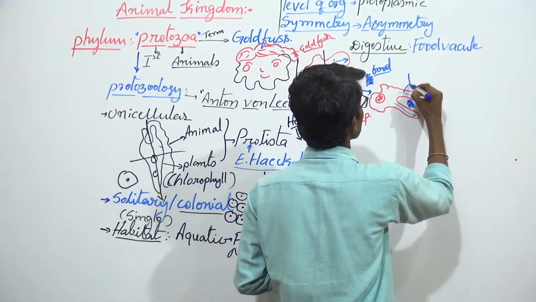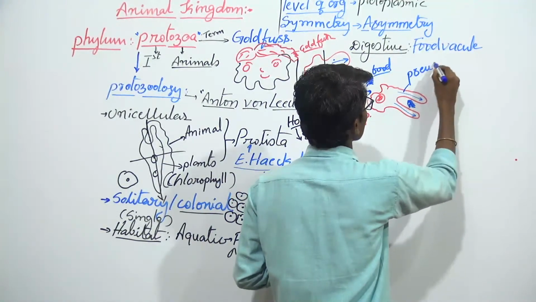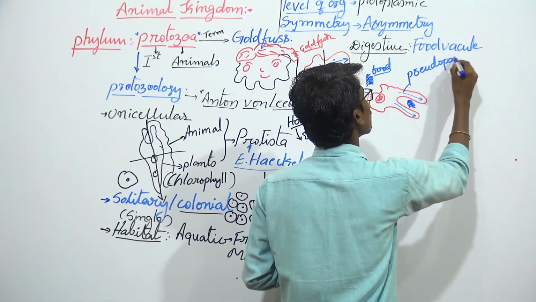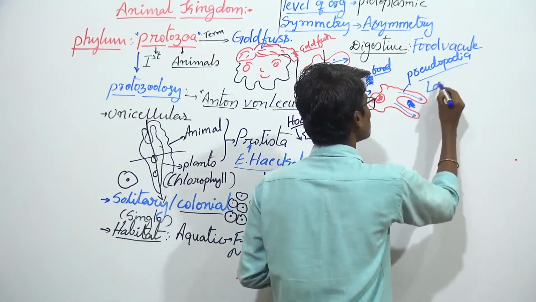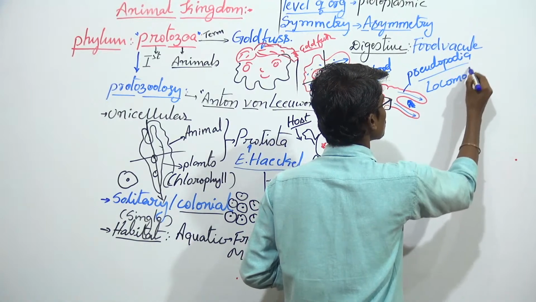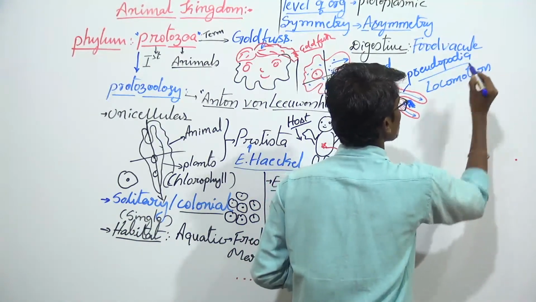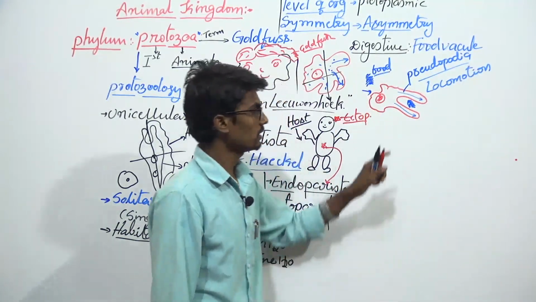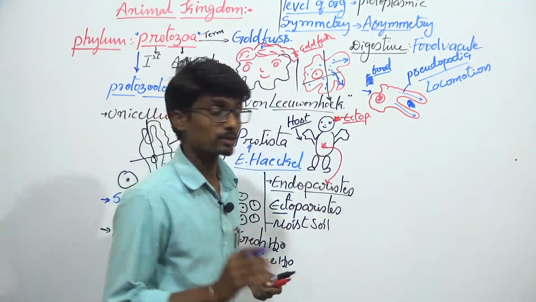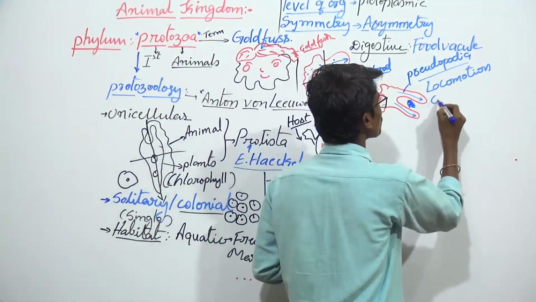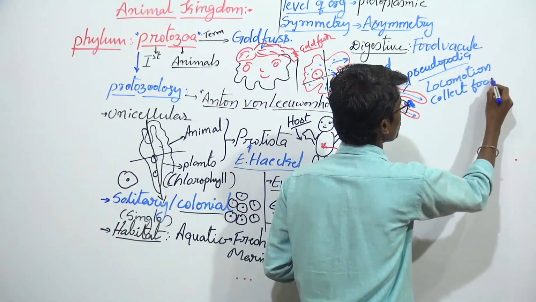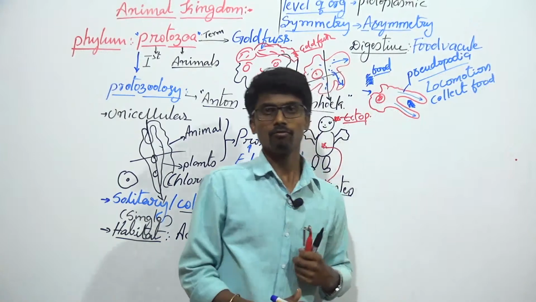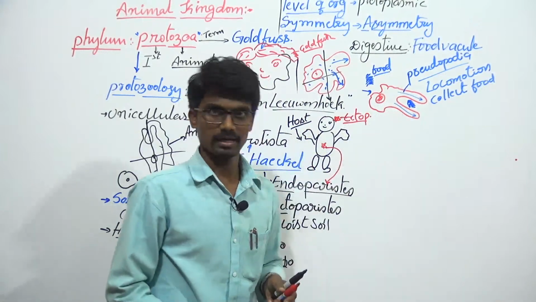Pseudopodia is necessary for what? One is locomotion. The main function of pseudopodia is for locomotion as well as to collect the food, or to gather the food. And this is the one character.